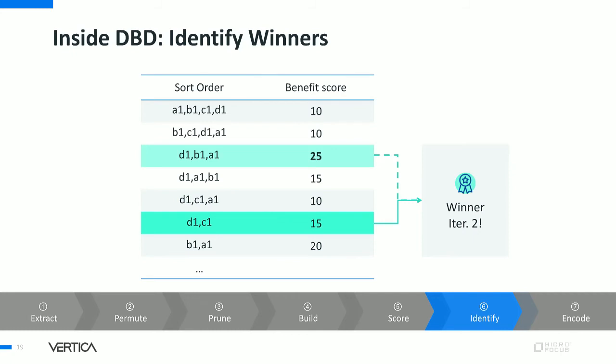The number of iterations, and thus the winner outcome of DBD, really depends on the design objective that the user sets. It can be load optimized, which means only one super projection winner will be selected, or query optimized, where DBD tries to create as many projections to cover most of the workload queries, or somewhat balanced objective in the middle.